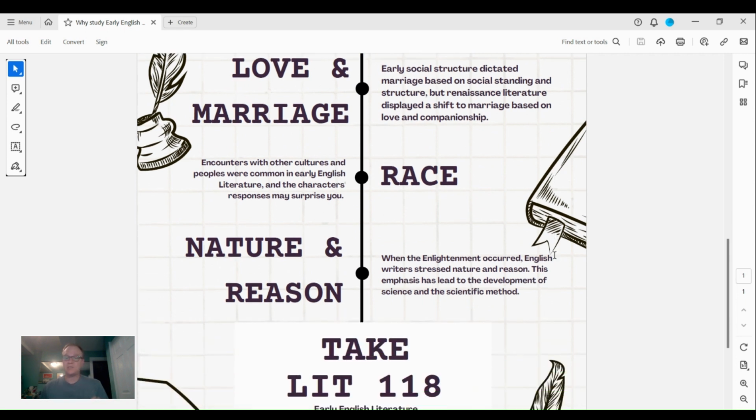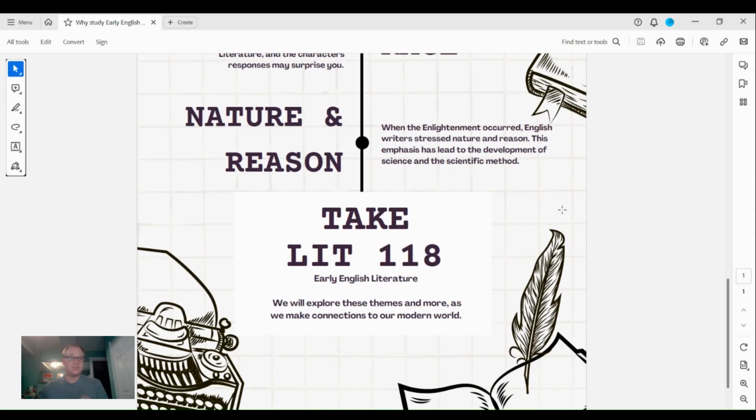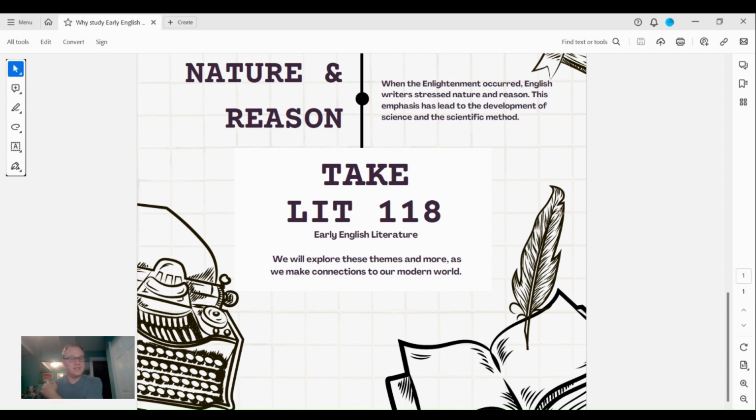I want to look at how race is explored and contrast that with how race is essentially used in today's society. And then, as we transition out towards the end of this early British literature era, we hit the Enlightenment. I want students to think about that big shift that takes us into a more modern era through the Enlightenment. Essentially, that is the start of our own country, the United States, about that same time. And then there's the advertisement for it, and I want them to take Literature 118.